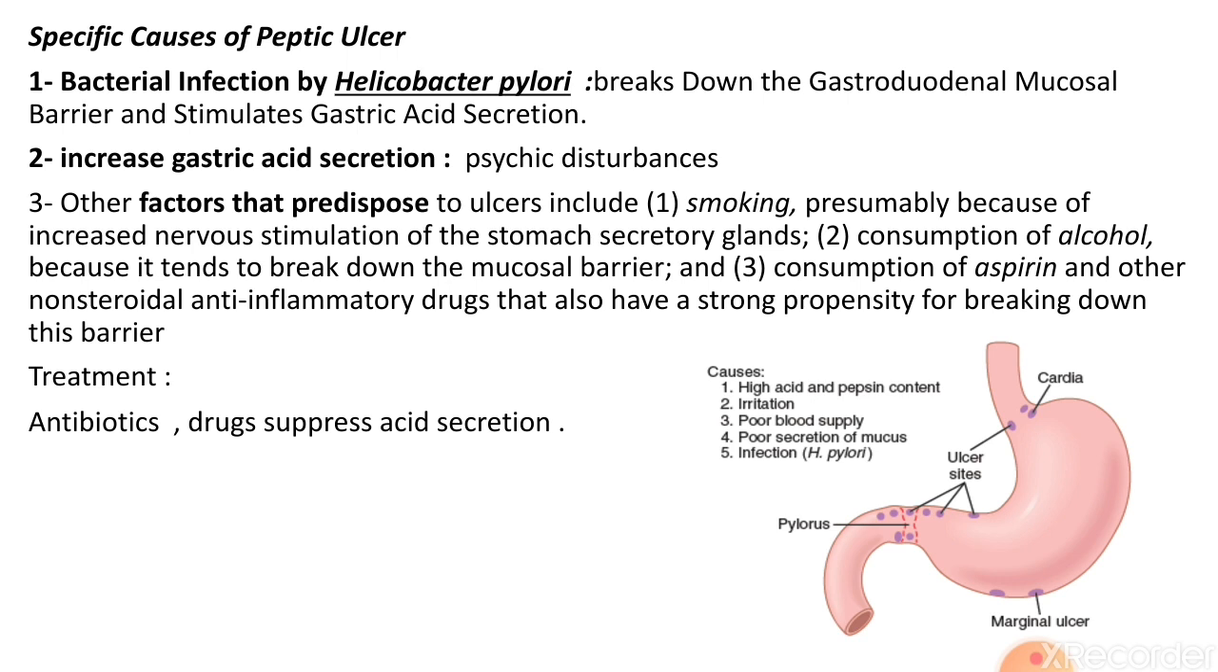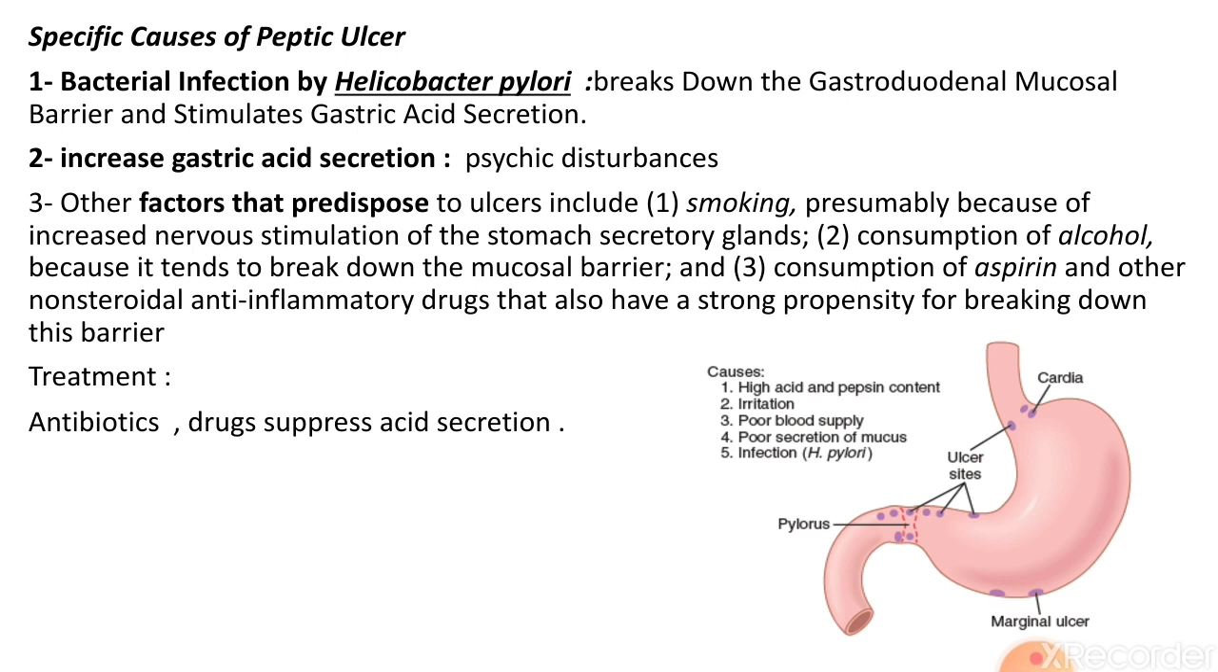Also, any condition which causes an increase in the gastric secretion causes peptic ulcer, like psychological disturbances. Also, it might increase by smoking. Smoking by itself also stimulates the gastric acid secretion. Also, alcohol causes damage in the barrier of the mucosa.